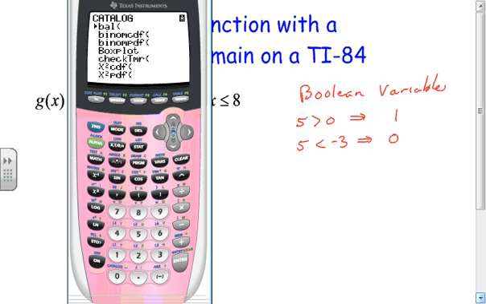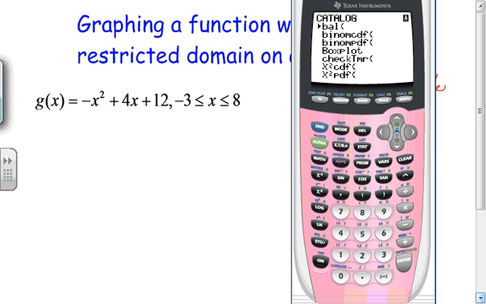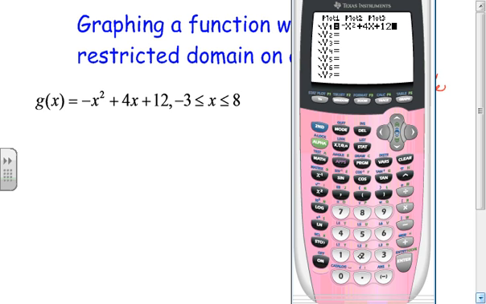Anyhow, back to the task at hand, we are going to trick our calculator using those Boolean variables into graphing what we want. So here's how we're going to do it. Put in -x squared plus 4x plus 12 into the y equals menu. Now, we know that if you divide by 0, you get an undefined result. So if anything is undefined, your calculator won't graph it. It won't graph the square root of a negative number or something divided by 0.